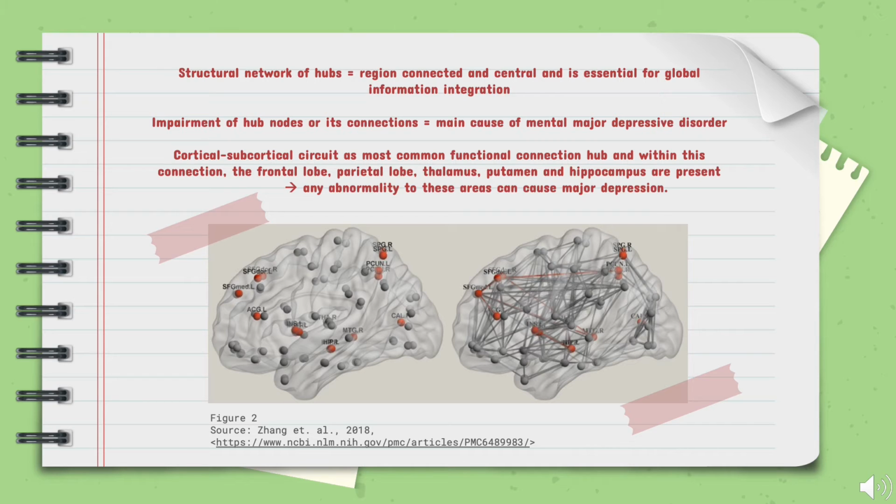Patients with major depression have the cortical-subcortical circuit as their most common functional connection hub, and within this connection, the frontal lobe, parietal lobe, thalamus, putamen, and hippocampus are present, implicating that any abnormality to these areas can cause major depression.